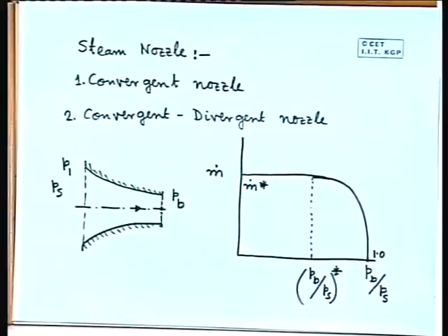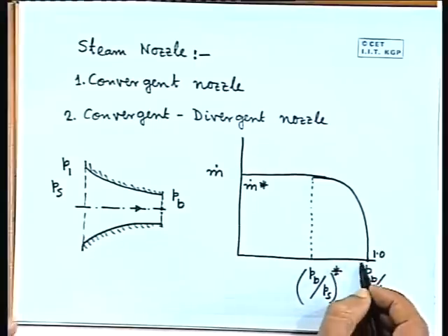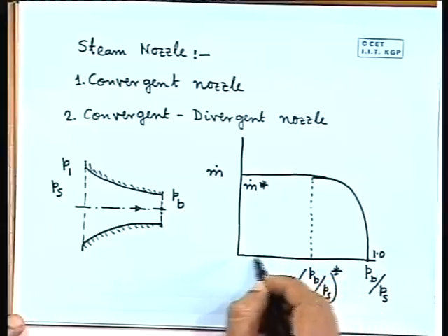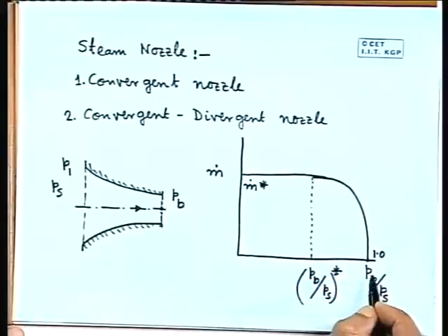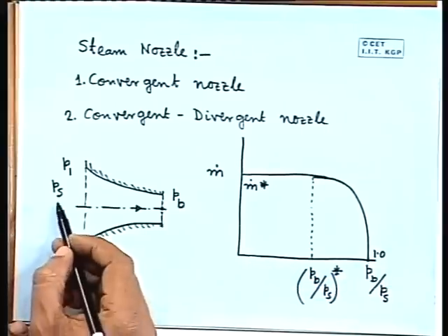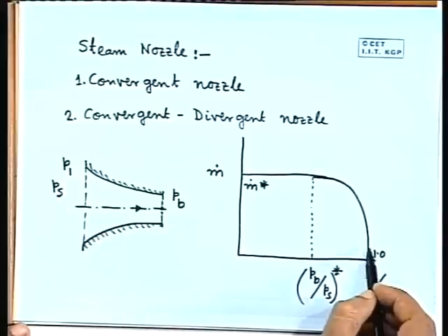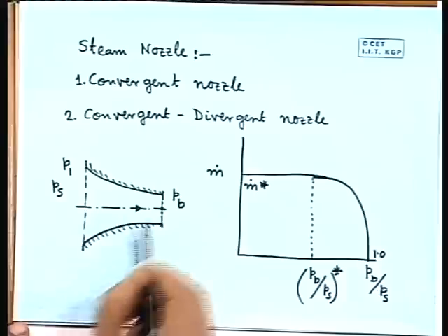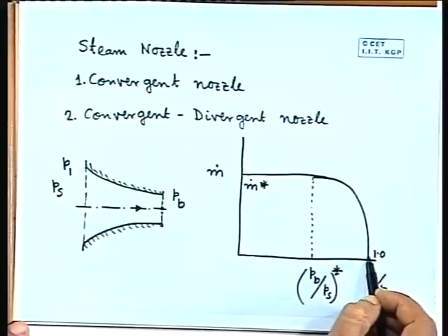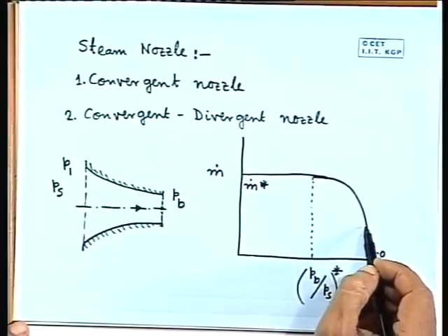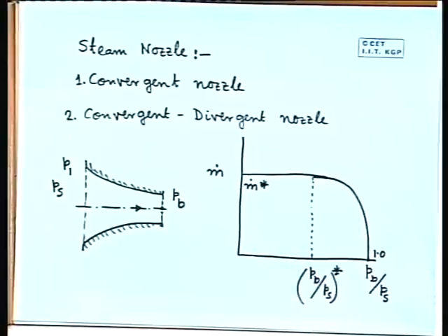Mass flow rate through the nozzle is equal to 0. Then you decrease the back pressure, or you decrease the ratio PB by PS. You are moving in this direction of the coordinate. As the back pressure is reducing, keeping PS the same value, you will have some flow rate through this nozzle. So, as you go on decreasing the back pressure, you have higher and higher rate of mass flow through the nozzle.